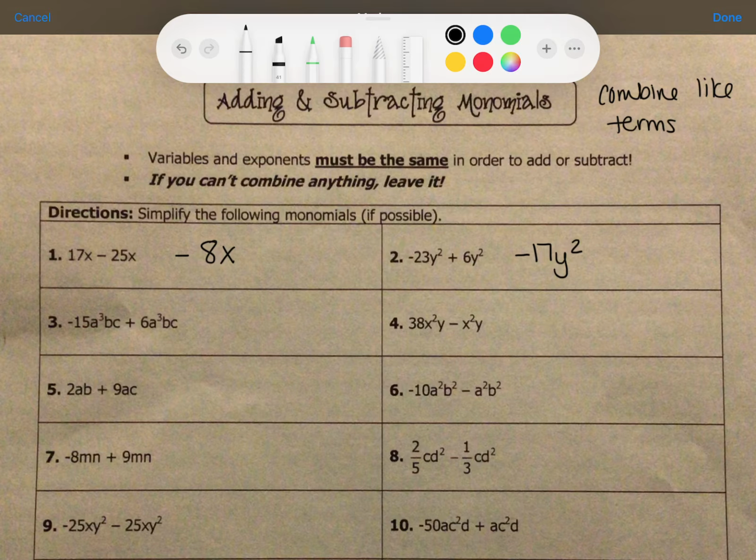All right, number 3, you should have subtracted. And so 15 take away 6 is 9, but it's going to be a negative 9 because 15 is bigger than 6. And you're going to keep your a cubed bc. So hopefully you got that answer correct. Number 4, that's an invisible 1 in front of that x squared y. And so 38 take away 1 is 37x squared y. How did you do? Hopefully you did fantastic.